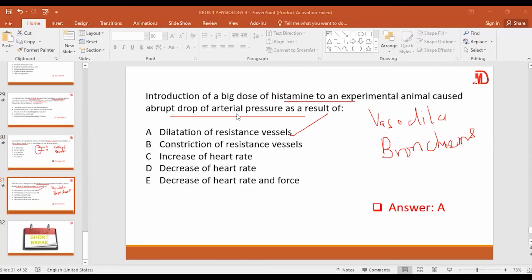Dilatation of resistance vessels. When we say resistance vessels, these are the vessels that help us to give the pressure, because the ability for blood to pass through it is what gives us the pressure. So if the resistance is low, that means blood is passing easily through the vessels, and that is why we're having low arterial pressure. Does it make sense now?